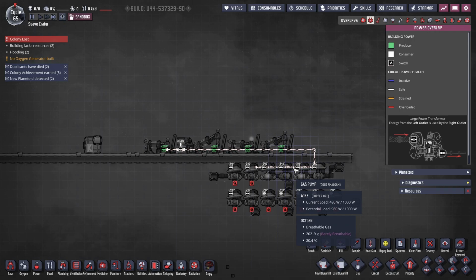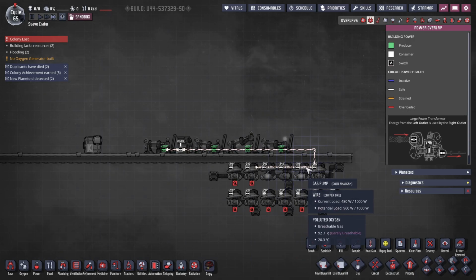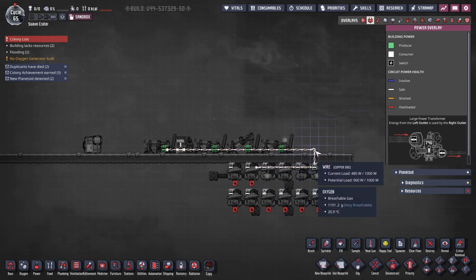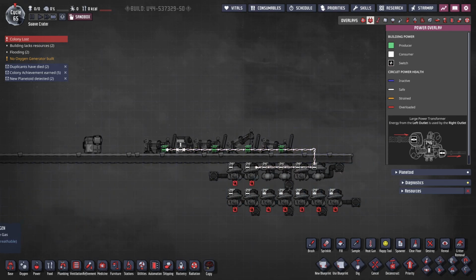If I unpause the game, we can see that now the potential load is 960 watt and the current load is 480 watt. So they're both below 1000 watt. By the way, the wire is now white, it's not red anymore. This network will not receive any damage anymore because the current load will always be below 1000 watt, which is the supported load for that type of wire.